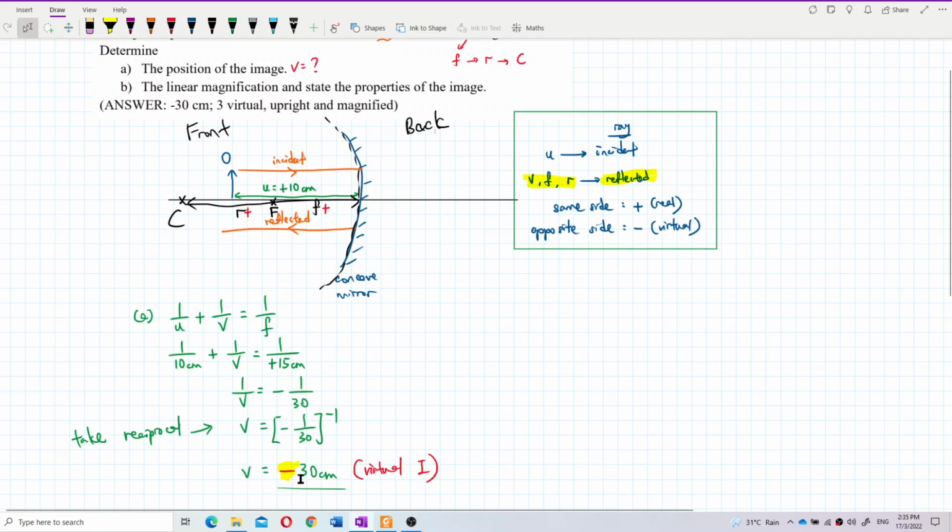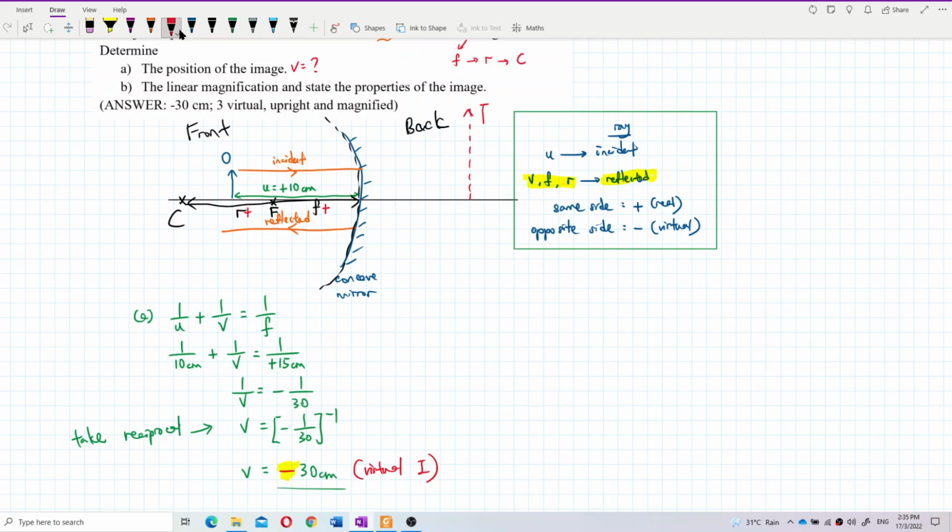Compare the image distance with the reflected ray. Since you get negative, it means it is not on the same side as the reflected ray. It must be formed on the opposite side of the reflected ray. That means it must be formed at the back of the mirror. So I can draw it over here, formed at the back of the mirror.